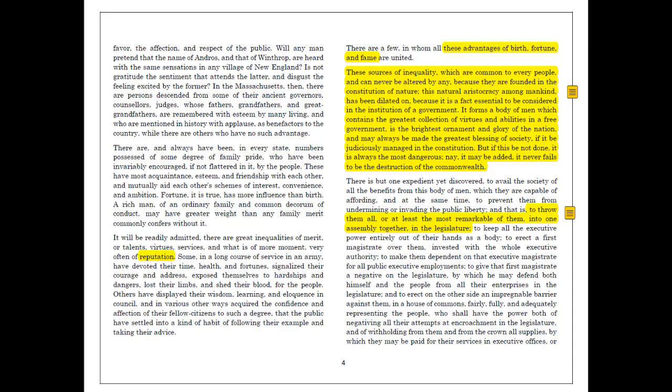This natural aristocracy among mankind has been dilated on because it is a fact essential to be considered in the institution of a government. It forms a body of men which contains the greatest collection of virtues and abilities in a free government, is the brightest ornament and glory of the nation, and may always be made the blessings of society if it be judiciously managed in the Constitution. But if this be not done, it is always the most dangerous, nay, it may be added, it never fails to the destruction of the commonwealth.